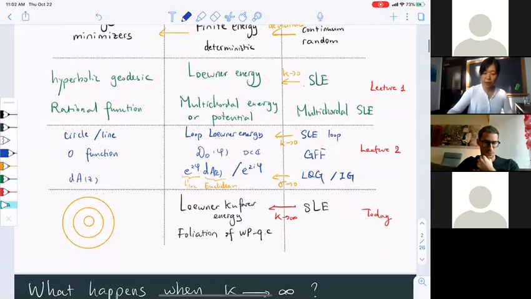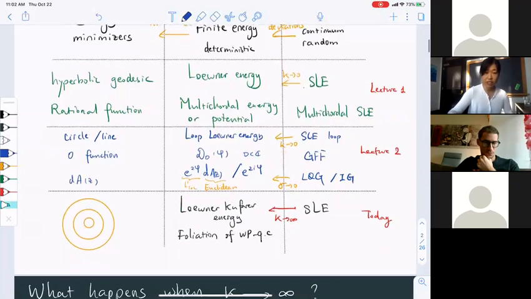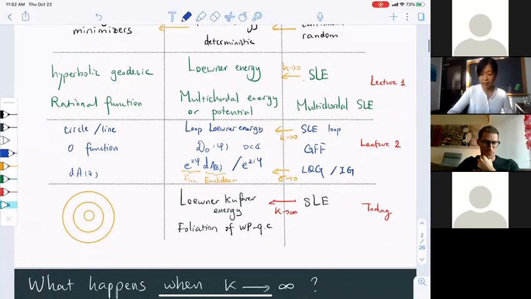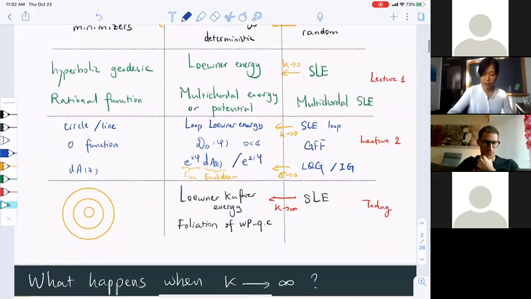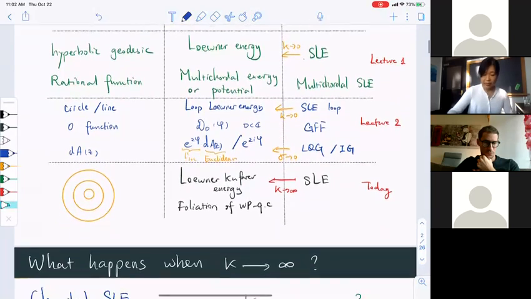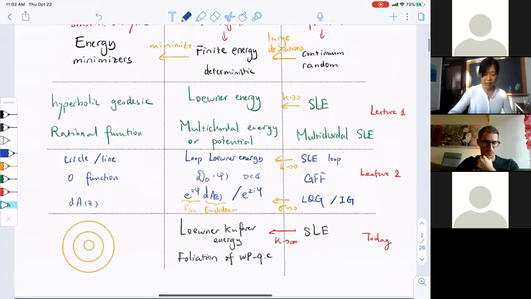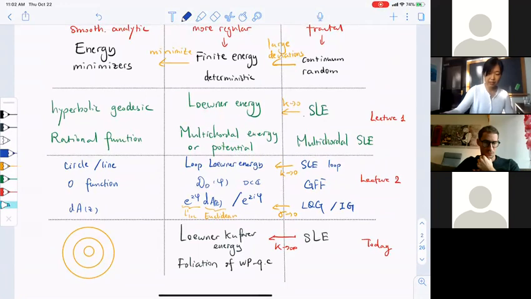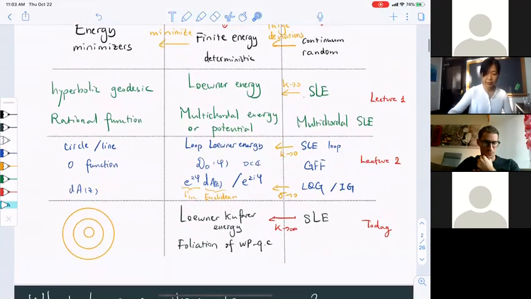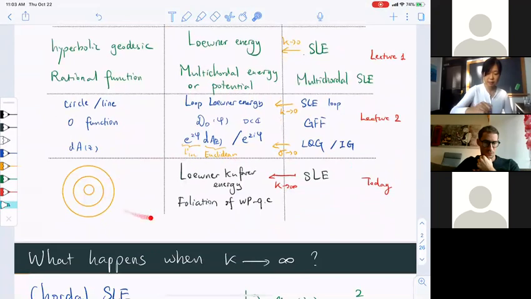Today we will be talking about another large deviation regime of SLE by letting kappa go to infinity. In this SLE growth, the energy we will call the Loewner-Kufarev energy. The minimizing object will be for a uniform measure, and on the minimizer side you will see a family of concentric circles that shrinks from infinity to zero. We are going to see this part of the story.